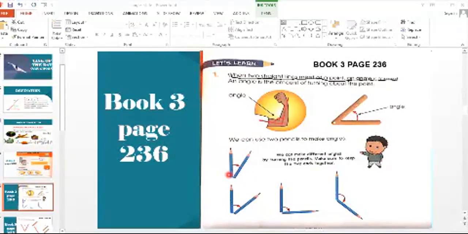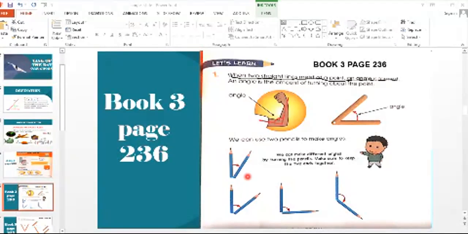Take two pencils and make sure you are joining their one point. Now you will make it smaller. Then you will move it outward so it's bigger. This is one, another big one, and see, this is the largest one. This is the largest angle that you make with the pencil.